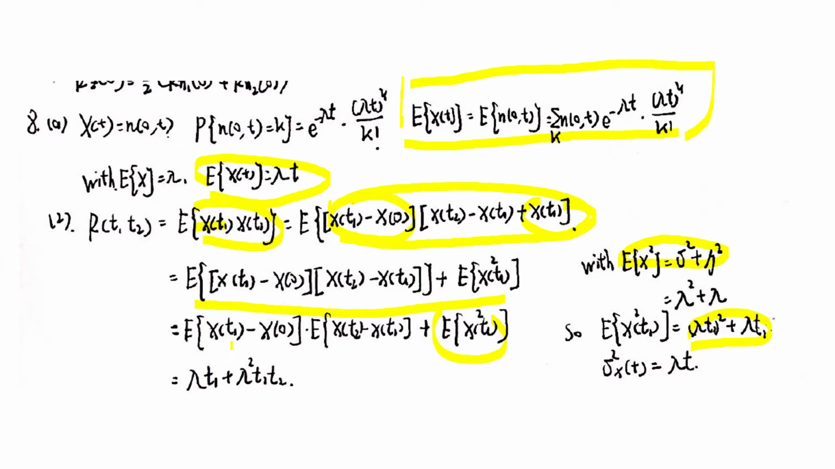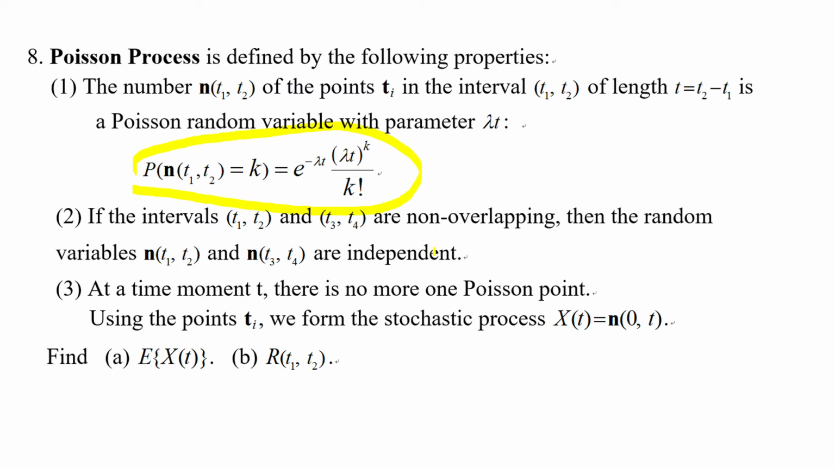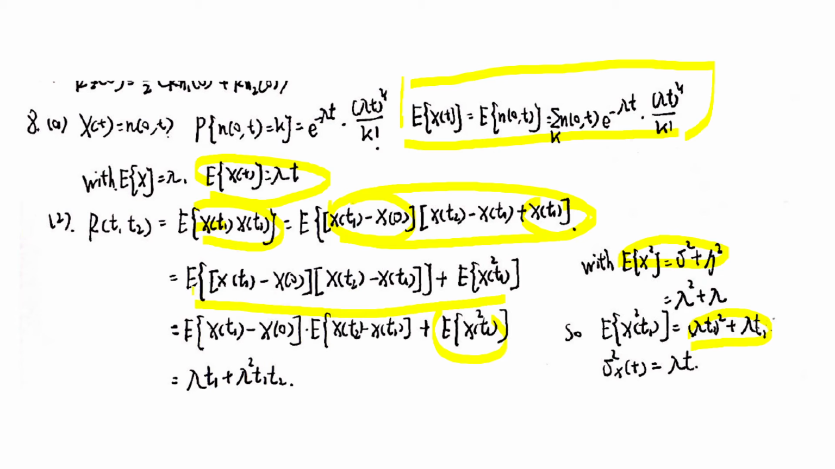And we know that X(t1) minus X(0) and X(t2) minus X(t1) are non-overlapping. So based on the second condition here, we know that these two parts are independent. So we can just rewrite this part as this: E[X(t1) minus X(0)] multiplied by E[X(t2) minus X(t1)]. With this, we finally calculate that R(t1, t2) should be lambda t1 plus lambda squared t1 t2 here. So that's all.